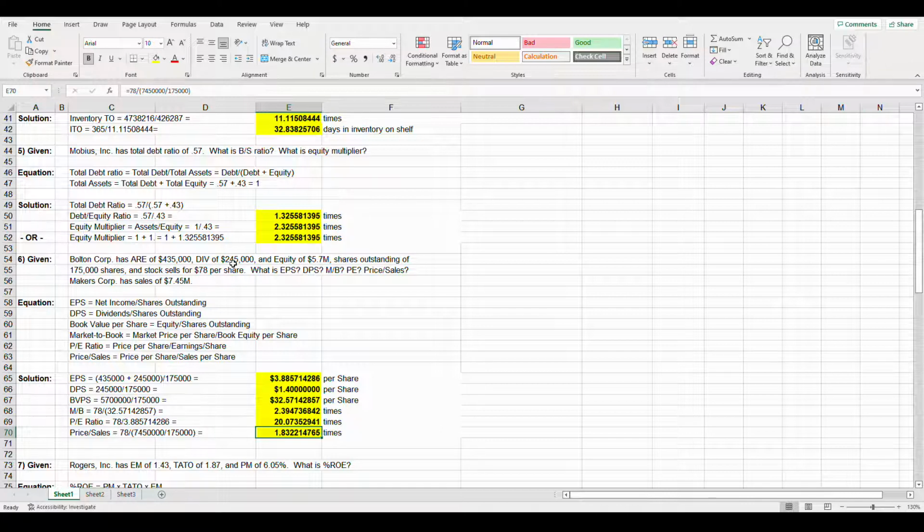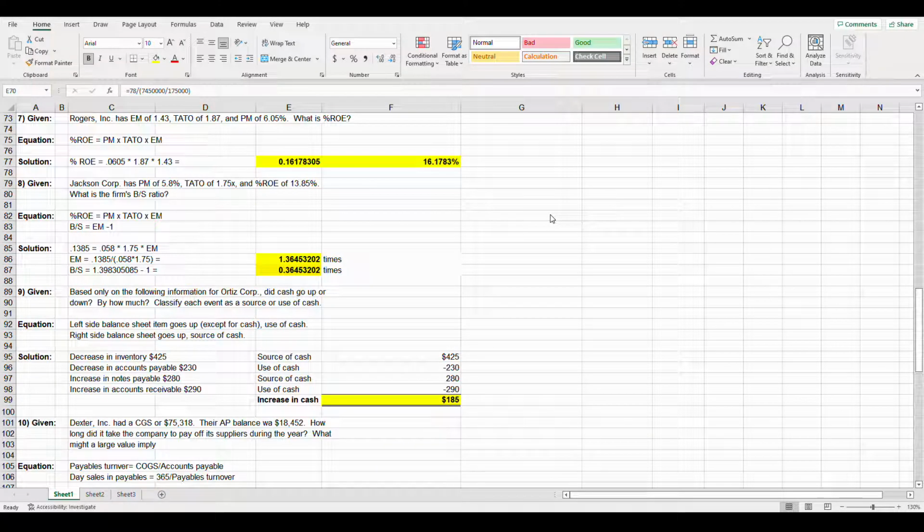And then finally, price to sales ratio is price per share divided by sales per share. In this case, I have to calculate sales per share. Sales were 7.45 million. Shares, 175,000, that was given, and I divide that into $78 of price per share, and I get 1.8322 times. Those are your answers for problems 4, 5, 6.